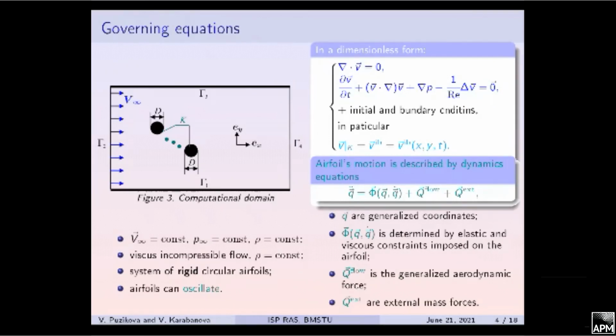On this slide, you can see governing equations. The problem is considered in unsteady case when the flow around an airfoil is assumed to be viscous and incompressible. The airfoils are rigid and can oscillate with 1 or 2 degrees of freedom. In case of hydroelastic problem statement, it is necessary to solve airfoil dynamics equation together with flow equations.